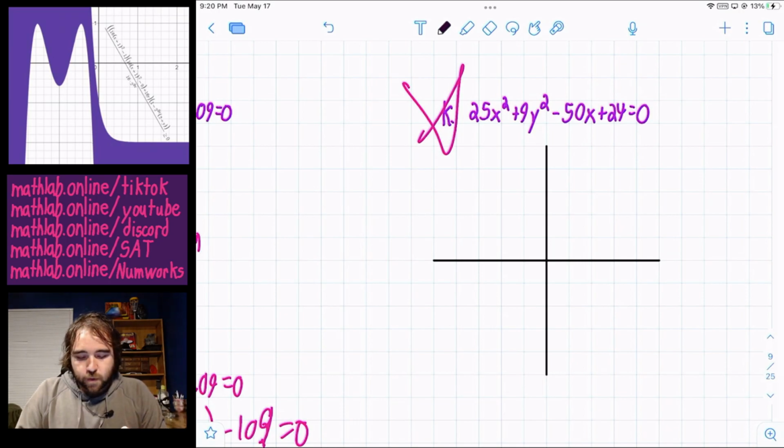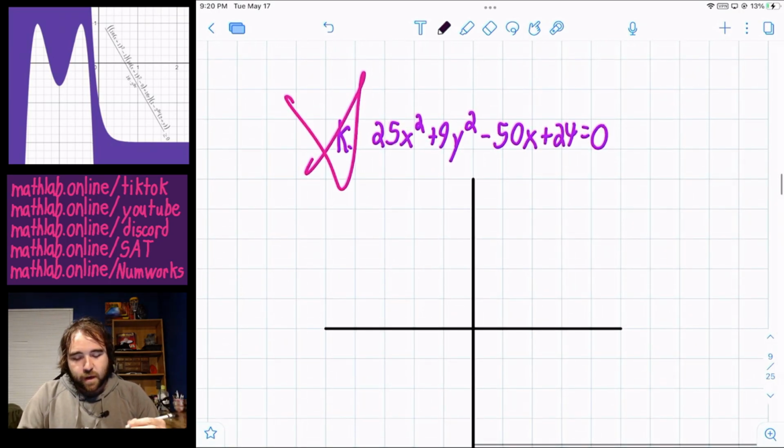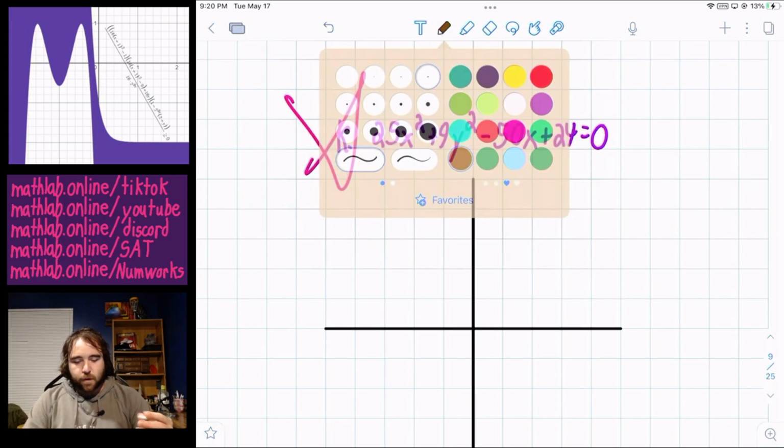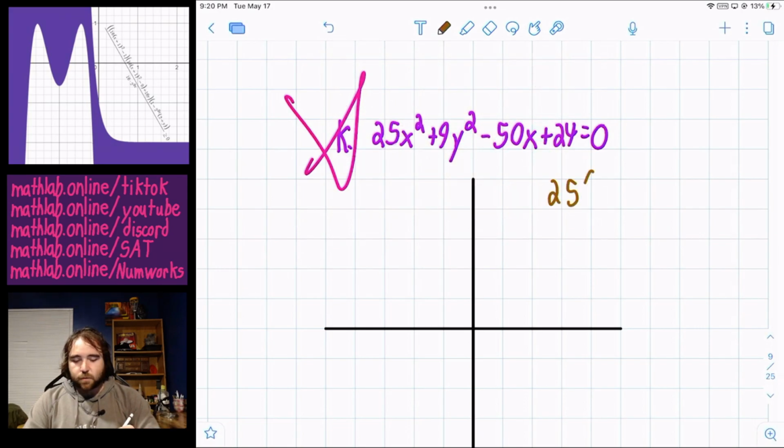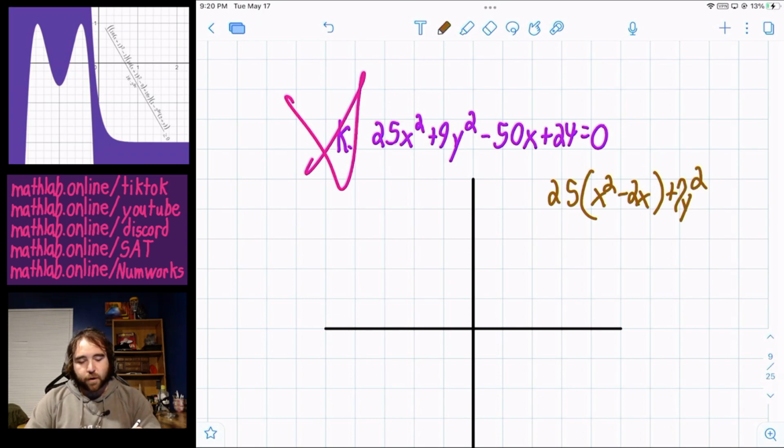All right, so again, this is one we don't really have to do, but I'm going to do it for you anyway, because it's still nice to know how to do it. Let's go back to our brown. So we're going to factor out this 25 from the x's. So we get x squared minus 2x. And factor out the 9 from the y's. Oh, no. We don't even need to complete the square on the y's, because there's no y term, just the 9y squared. So then we'll complete the square. We'll do it in one step.